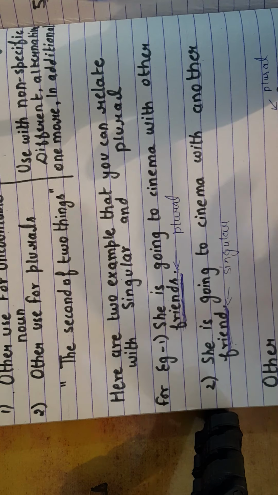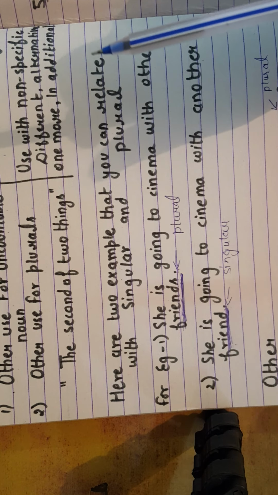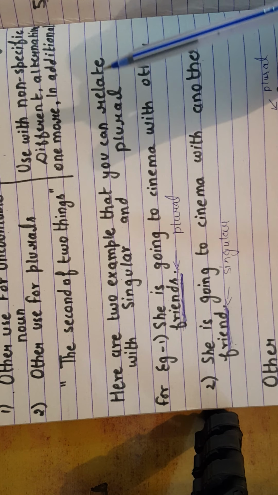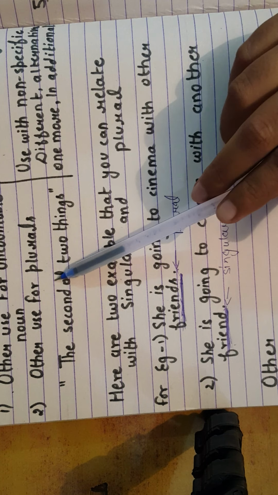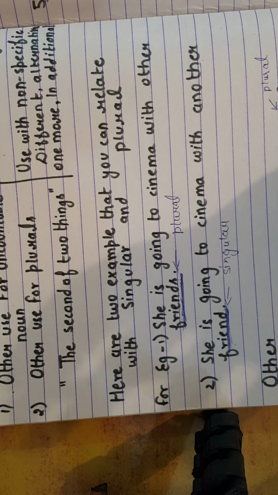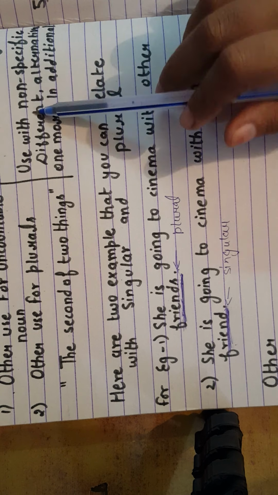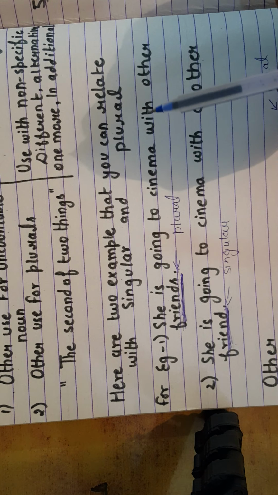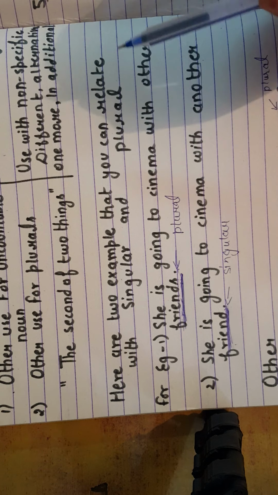When things are non-specific, another is used for non-specific things. Suppose a particular bag was kept there and you want to buy only that bag, that time you can use other. But here, if the bag which you want to buy is not specific, then you can say, I want to buy another bag, which means that bag is not specific, you just want to buy any bag.